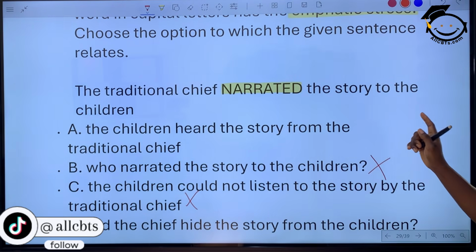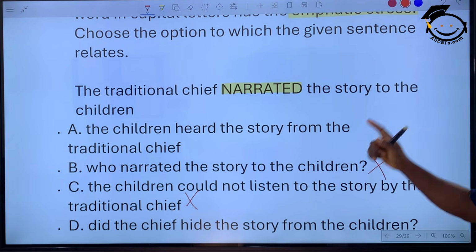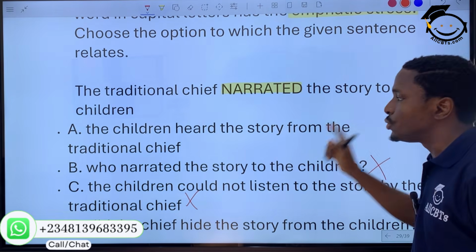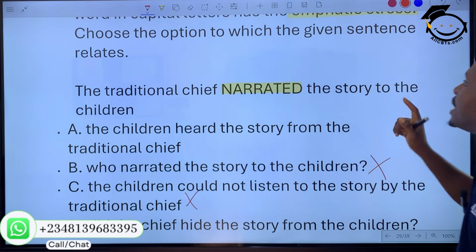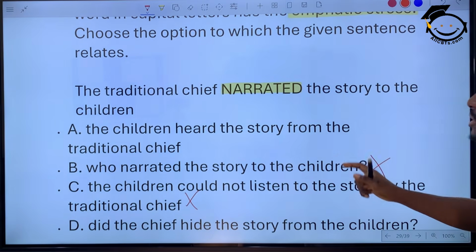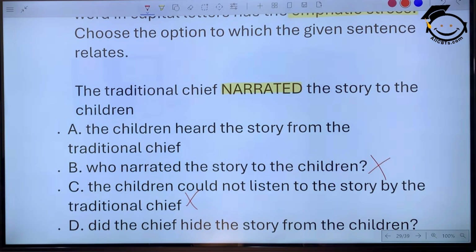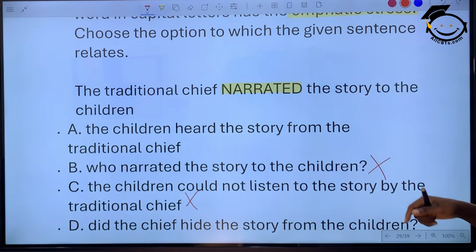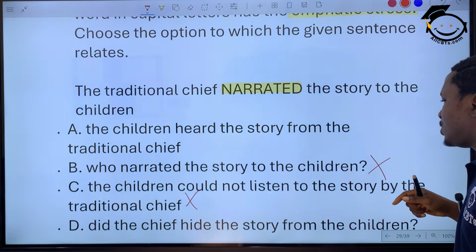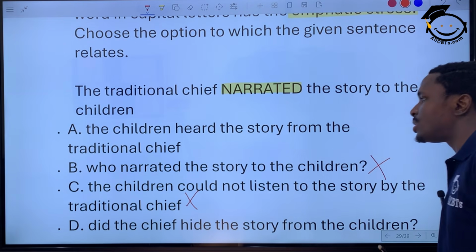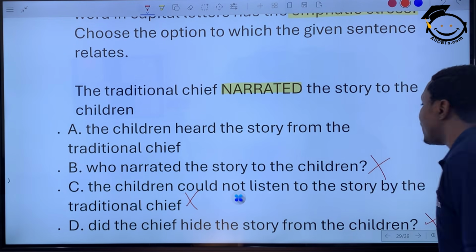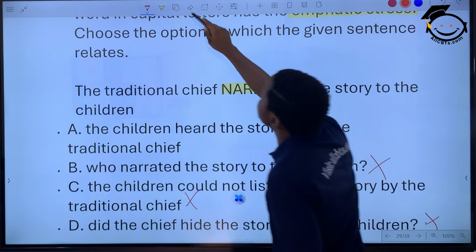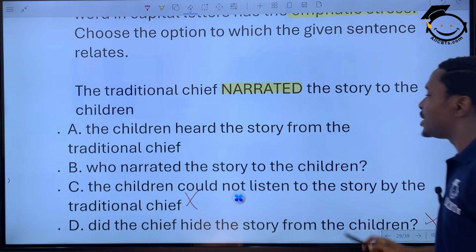What's the expression again? The traditional chief narrated the story to the children. The emphatic stress is on narration. Now the question. The children heard the story from the traditional chief. Did the chief hide the story from the children? It's not this. In fact, sorry. Sometimes my mind is not what I'm really saying.